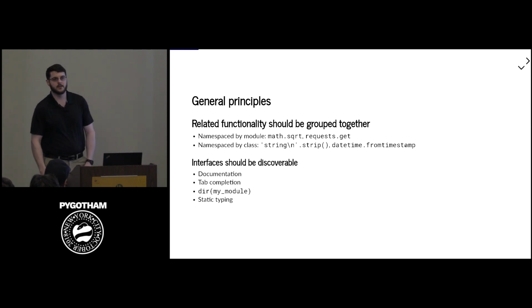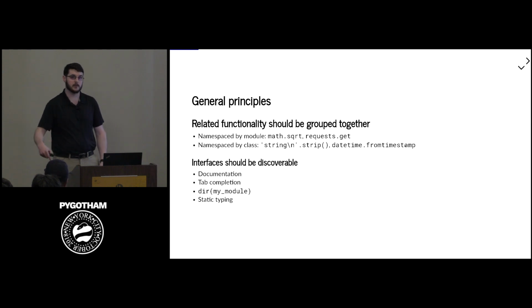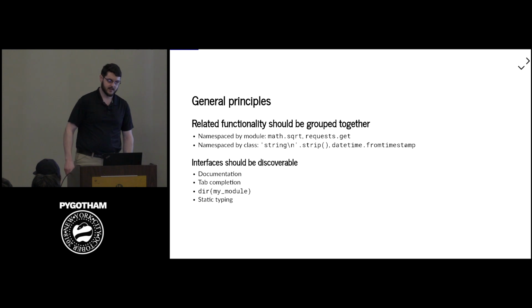Related to this is that interfaces should be discoverable. One way you can discover your interfaces is by drilling down into these sort of namespaces through modules and classes. Ideally, everyone would go to the documentation for your library and they would read it thoroughly before they write their first line of code. I'm sure you all know how often that happens.